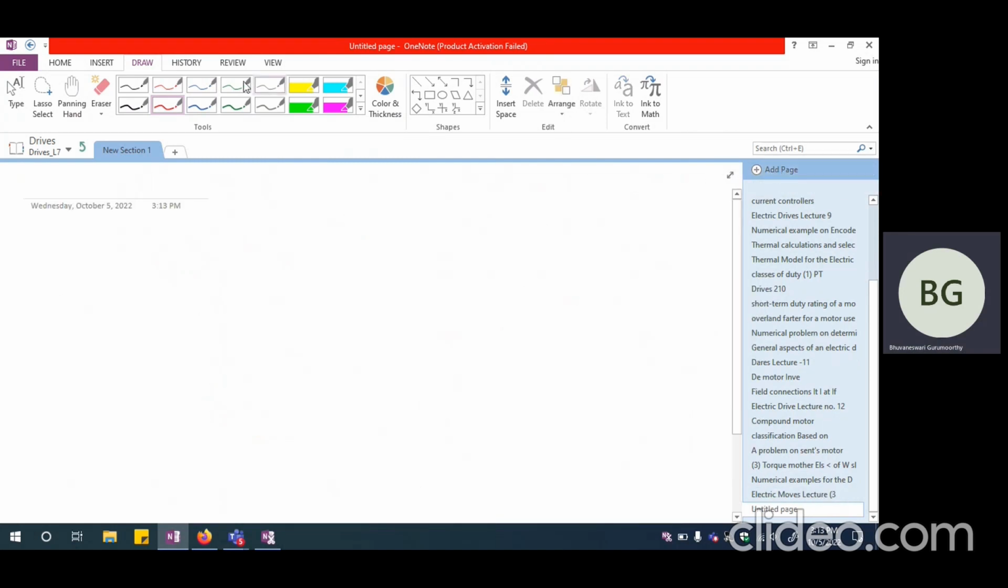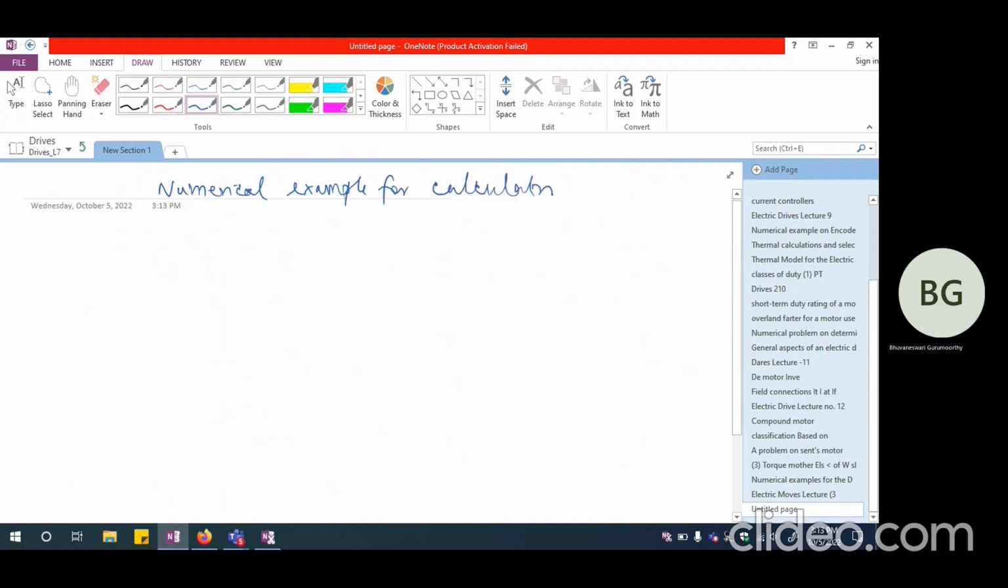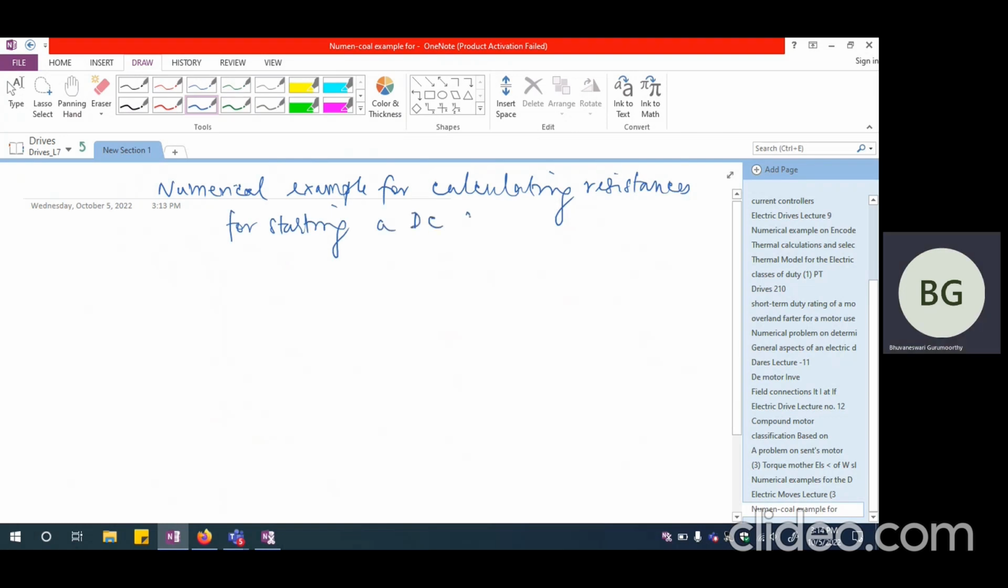So let me try to work out one numerical example for calculating resistances for starting a DC motor.